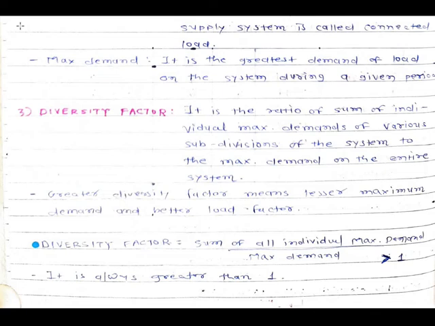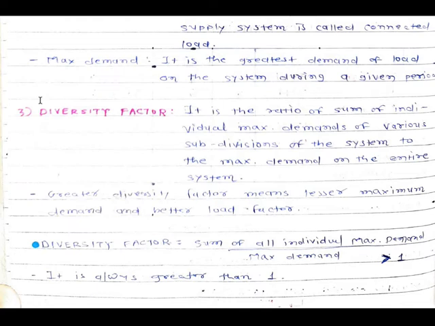Now diversity factor. This is also a most common definition. Diversity factor is the ratio of the sum of individual maximum demands of various subdivisions of the system to the maximum demand on the entire system. So it is the ratio of the sum of individual maximum demands of various subdivisions of the system to the maximum demand on the entire system.